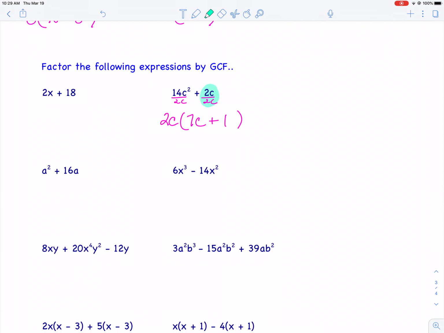How about 6x cubed minus 14x squared? That has a GCF of 2, oops, writing with the wrong thing, 2x squared. When I divide each of those, technically by 2x squared, I have 3x minus 7, and that's my answer.